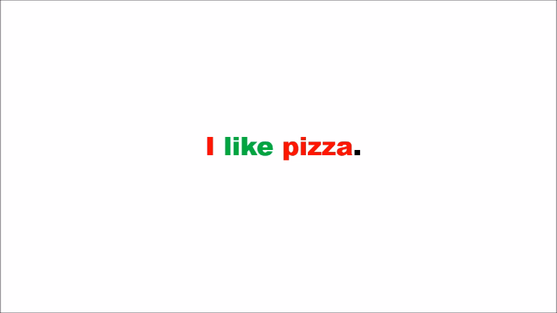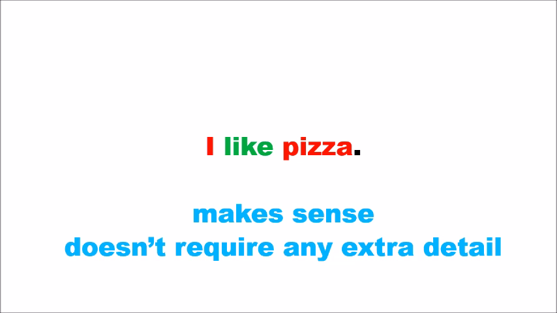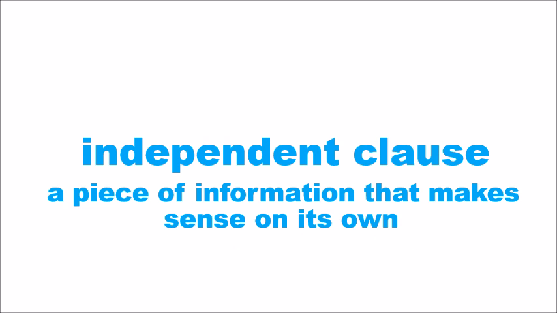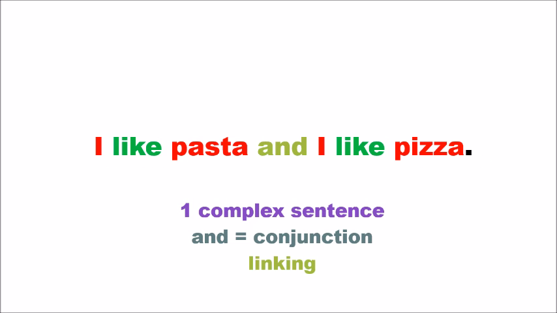It's similar with the second piece of information in our sentence, I like pizza. In this case, if I was to get rid of the first half of the sentence, I still have a unit of meaning which isn't compromised by the other piece of information in my sentence. This makes sense, just like the other piece, and it doesn't require any extra detail. So we can see that an independent clause is a piece of information that makes sense on its own and doesn't require any further explanation.